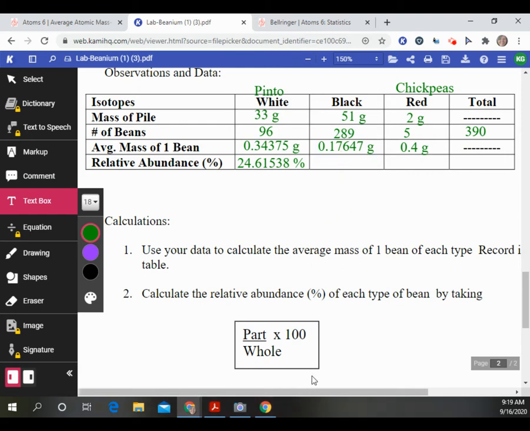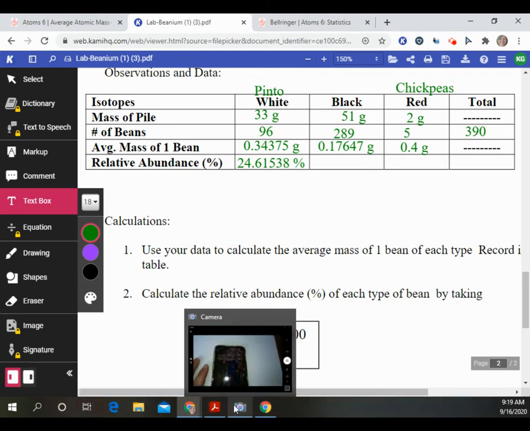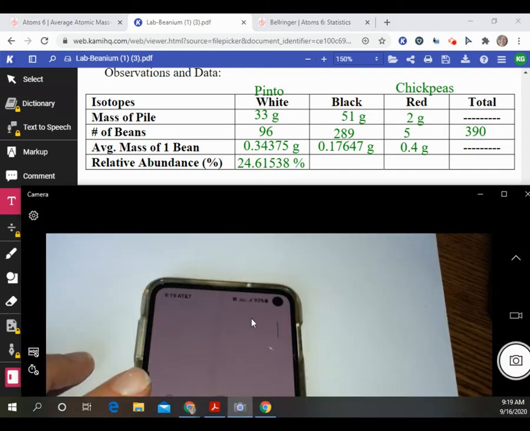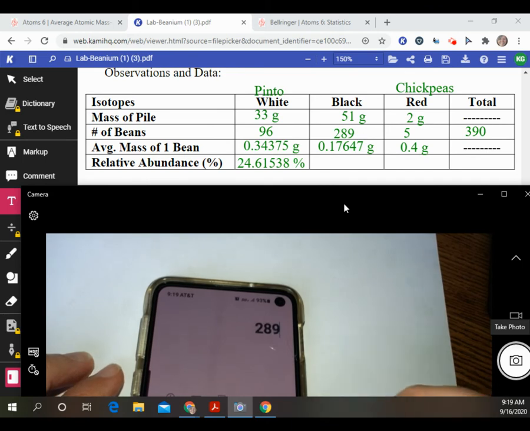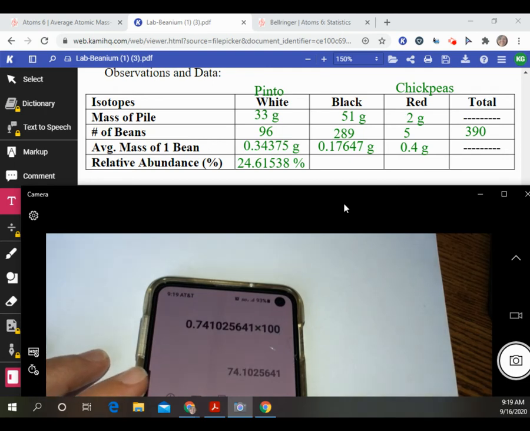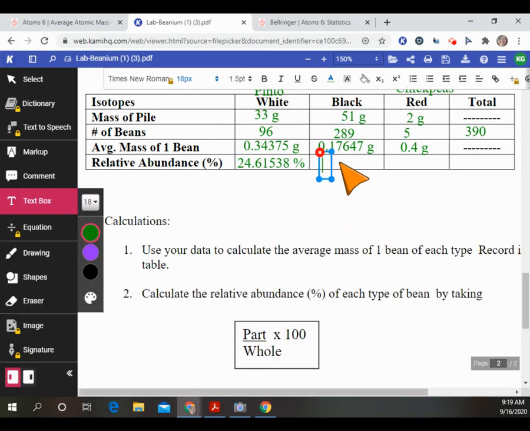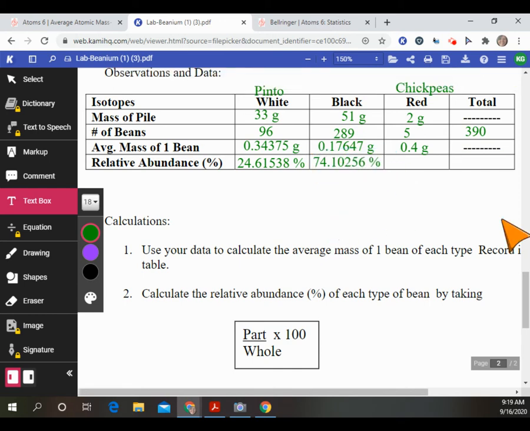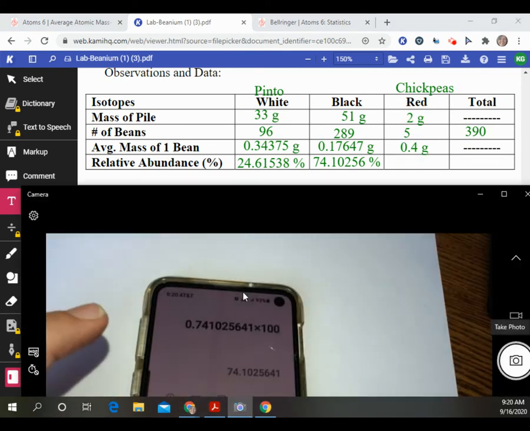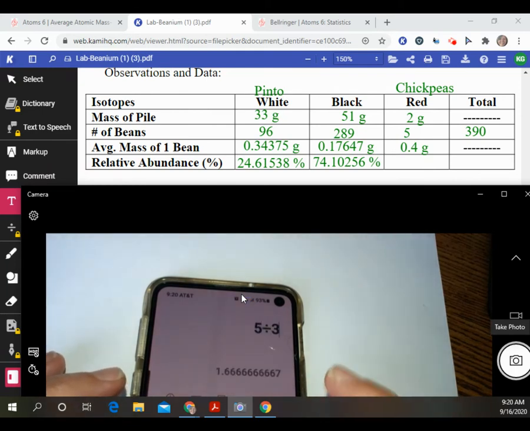So let's do the same process for the black beans. We're going to go 289 divided by 390 times 100, 74.10256. And then the same for the chickpeas. So we're going to go 5 divided by 390. Don't forget the times 100.